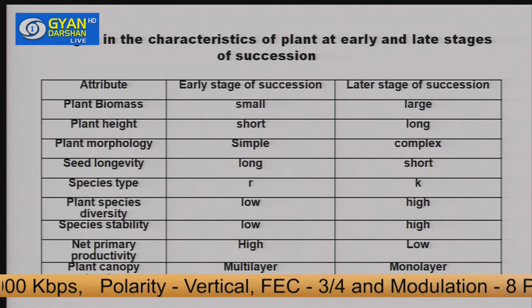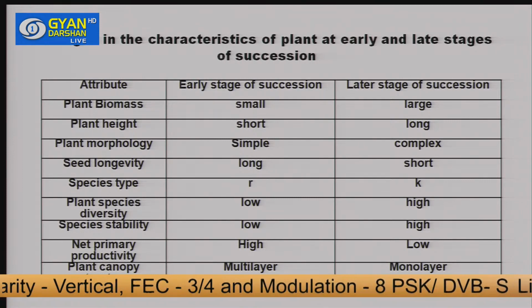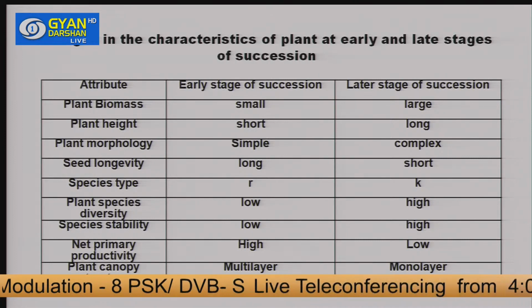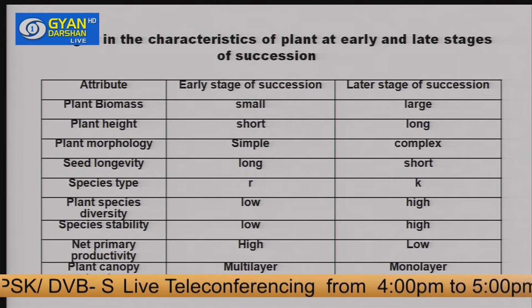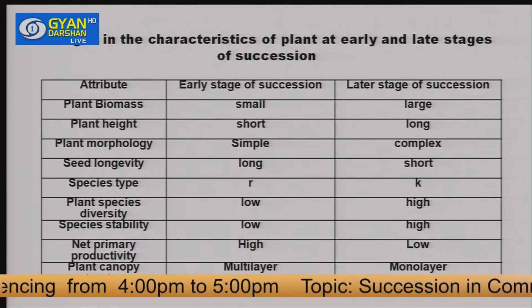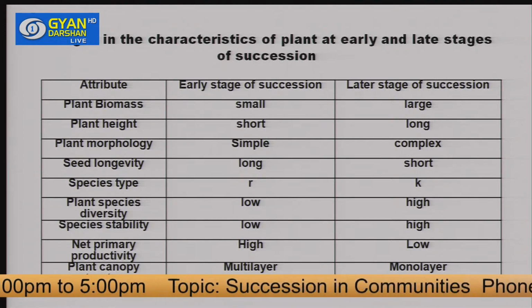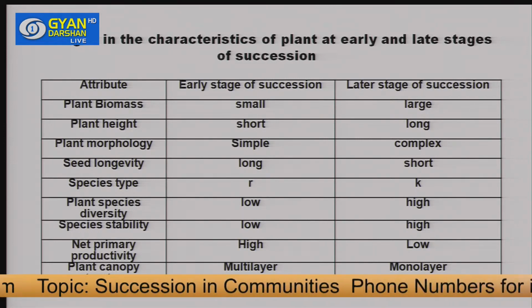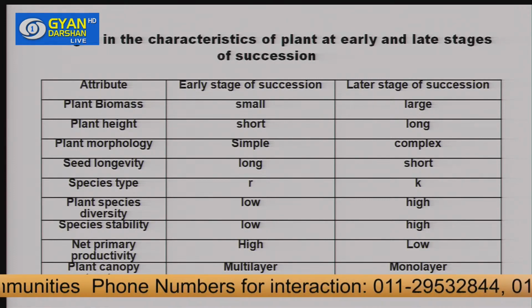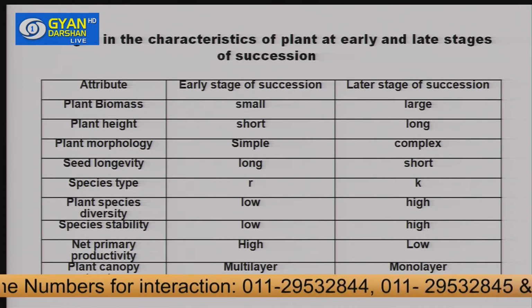Species type: R-selected species and K-selected species. I am coming to this in the later slides, what is meant by R-selected and K-selected species. Plant species diversity: low and high. Species stability: low and high. Net primary productivity: in the early stage it is high, but in later stages it is low. Plant canopy structure: initially it is multi-layer, but in the later stage it becomes monolayer. So these are some of the differences between the early stage of succession and the late stage of succession.